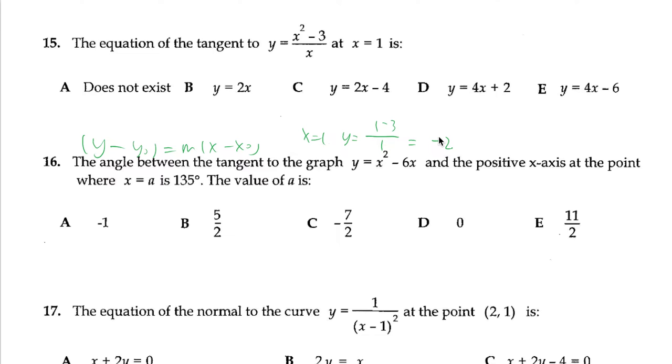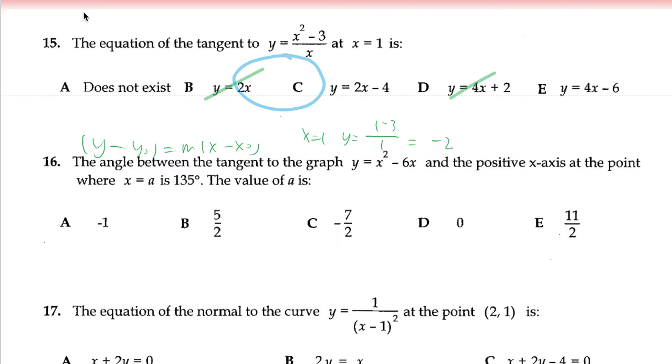Just from here, you can get rid of a few answers. We haven't worked out the slope yet, but y equals 2x is impossible, because if x equals 1, y should equal negative 2, not 2. C, at x equals 1, 2 minus 4 is minus 2, so C is possible, not sure yet. D, at x equals 1, 4x plus 2 is 6, so D is impossible. E also might be possible. So C and E might be possible, we just need to double check the derivative.